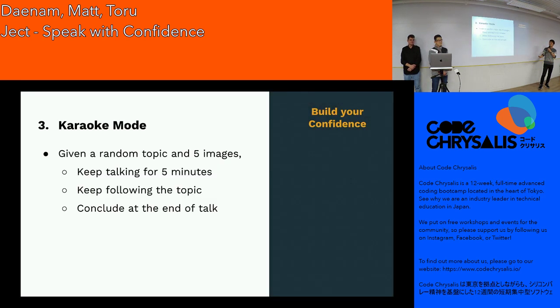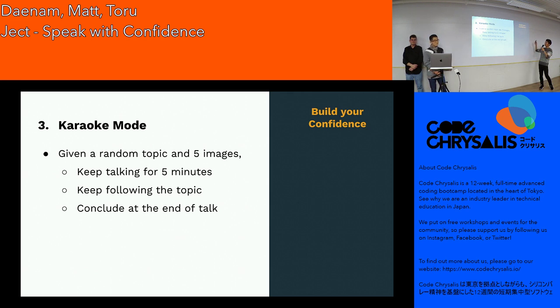And the third one is karaoke mode. What is karaoke mode? First, you get a random topic and 5 random images. What you should do is keep talking for 5 minutes, and you should keep following the topic. And at the end of the talk, you should conclude your talk.